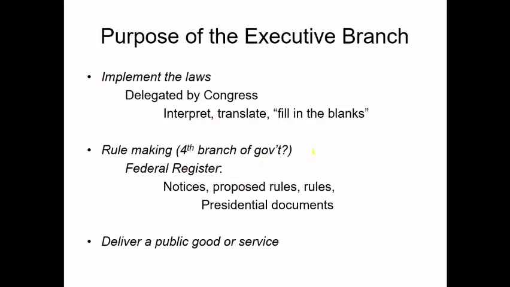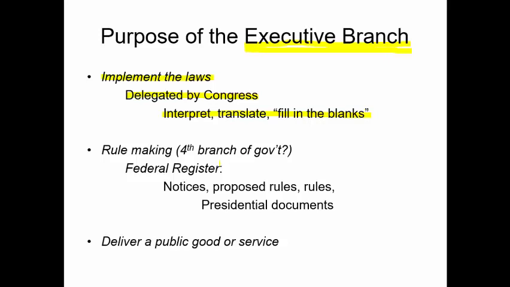Let's talk about the basic purposes of the executive branch, or in other words, the bureaucracy. The first thing, of course, is to implement the laws. We've already talked about the separation of powers in government. Congress makes the laws, and then once those laws are signed into law by the president, those laws are delegated by the Congress to the executive branch in order to interpret those laws, translate those laws, and literally fill in the blanks in order to implement them to the citizens of the United States.